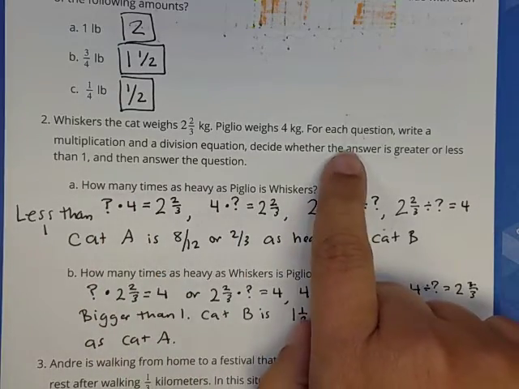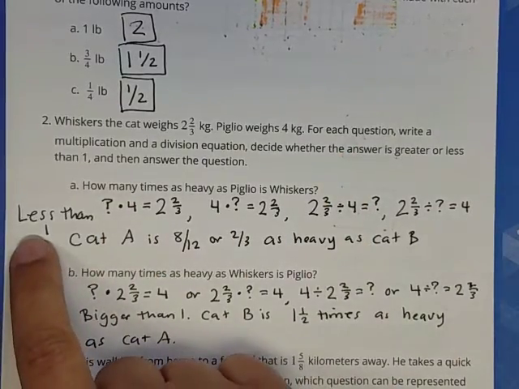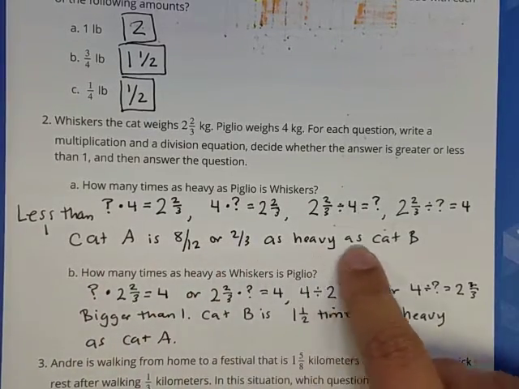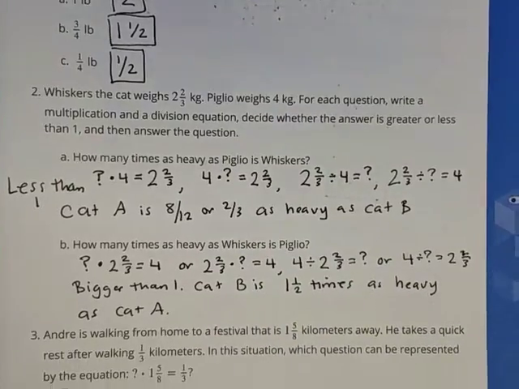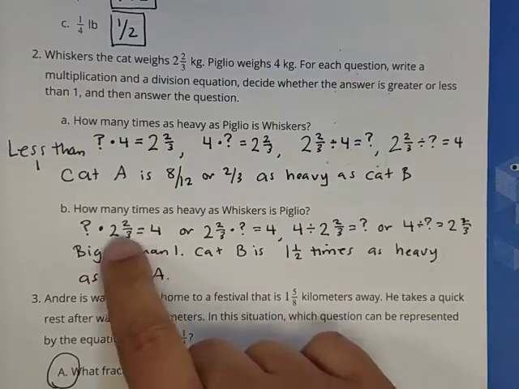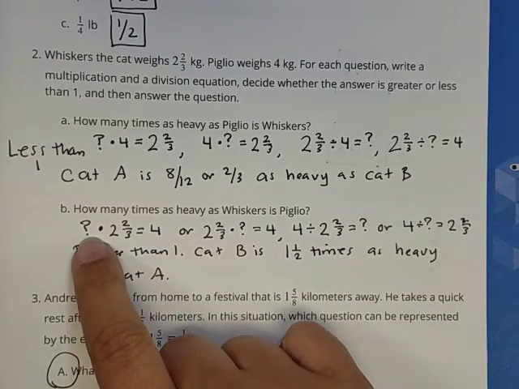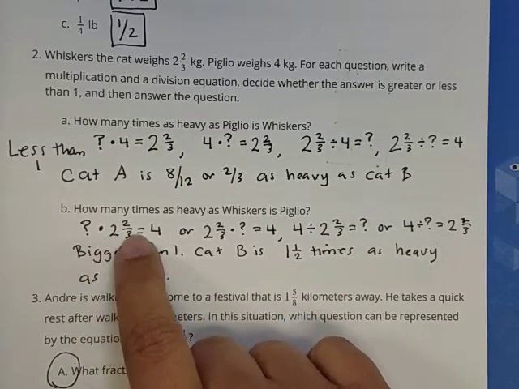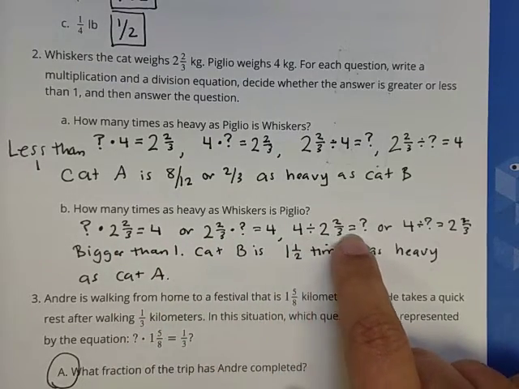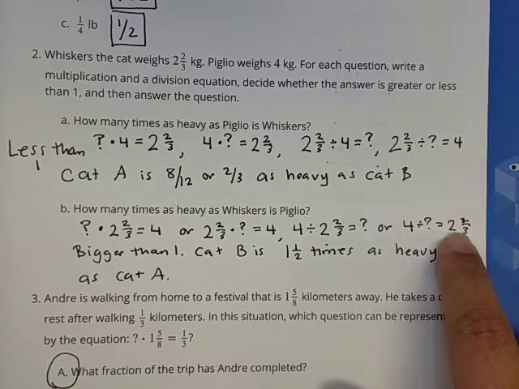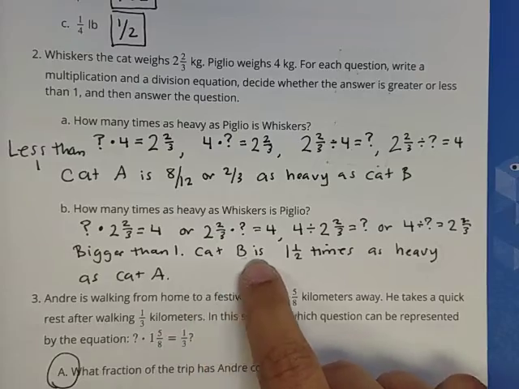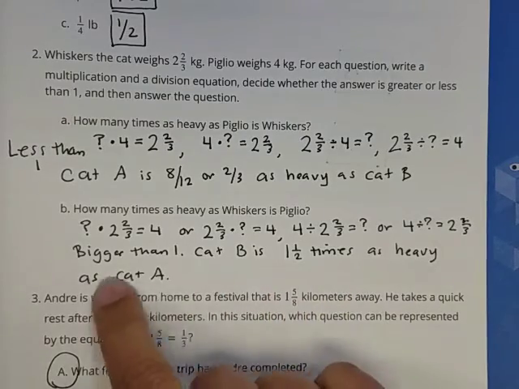It said, is my answer going to be less than or greater than 1? I said it's going to be less than 1. And then cat A is 8/12 or 2/3 as heavy as cat B once you solved it. How many times as heavy as Whiskers than Big Leo? So this time my equations switched. What times 2/3 is 4, or 2/3 times what is 4? 4 divided by 2/3 is what, or 4 divided by what is 2/3? My answer is going to be bigger than 1 this time because cat B is 1.5 times as heavy as cat A.